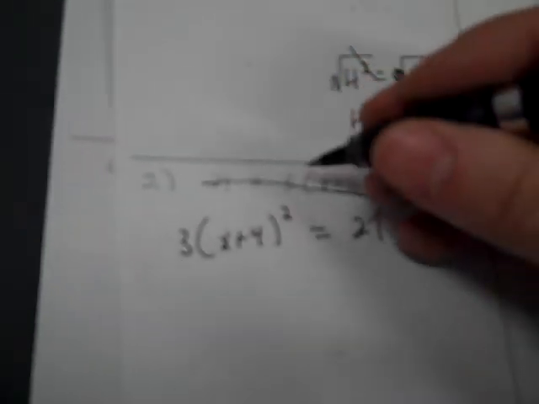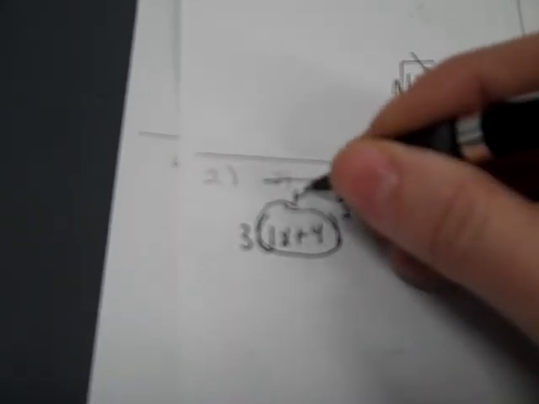Okay, number 2. I don't like how I wrote this. Rewrite this. Write 3 parentheses x plus 4 to the second power equals 21. Just write that down. That's how I want the problem to look. So the power's outside the parentheses, so I don't do the rainbow. That's blocked.